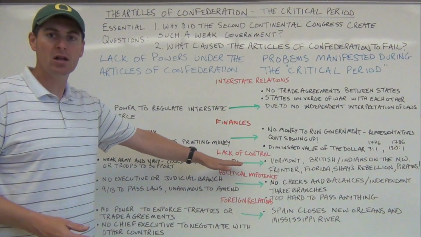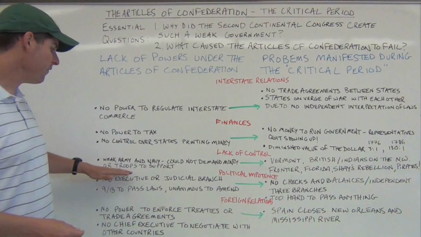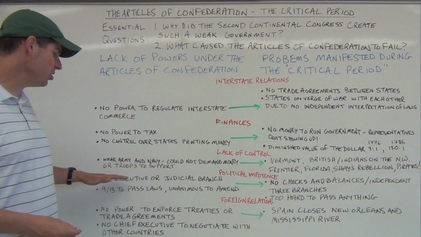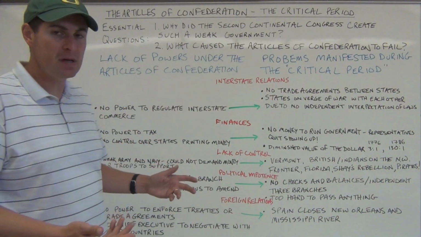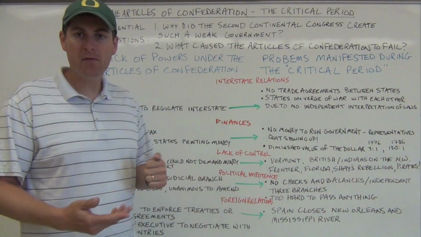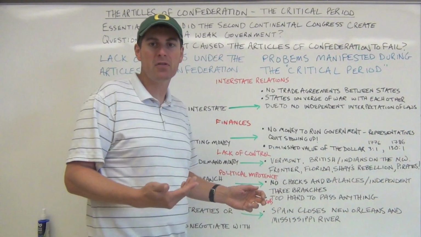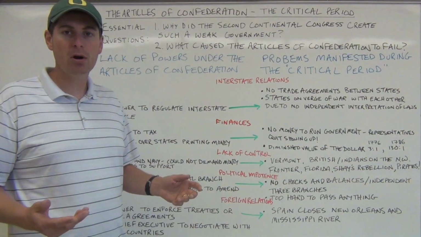Our third area is lack of control. We have a weak army and navy that could not demand money or troops to support the army and navy. So they can't pay for it, they can't demand troops or draft them in. And so if problems occur, they've got a huge issue.